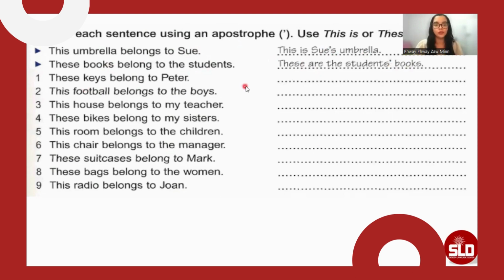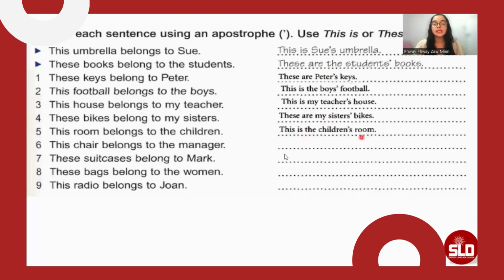So what about number one? Number one is, these are Peter's keys. This is the boys' football. This is my teacher's house. These are my sister's bikes. This is the children's room. This is the manager's chair. These are Mark's suitcases. These are the women's bags. And the last one, this is Joanne's radio. Hope you got it.